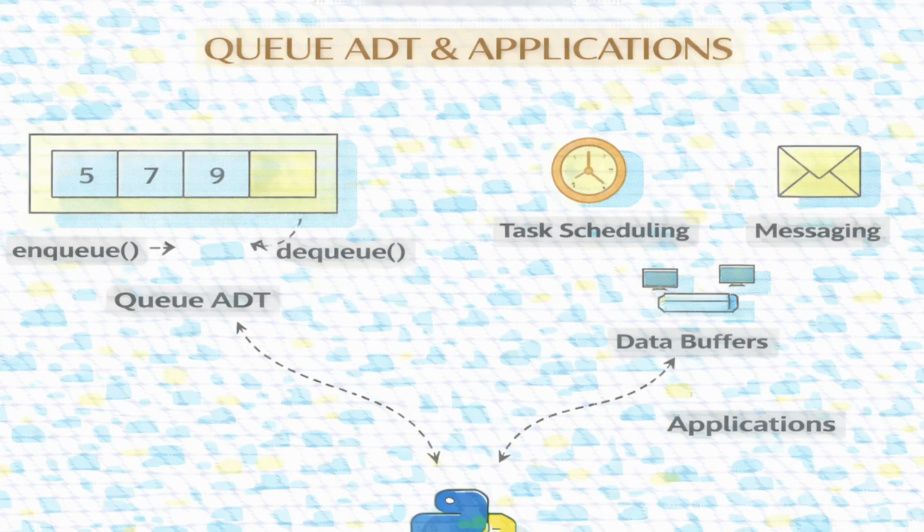We've all been there, right? Staring at a line. It could be the grocery store, maybe the coffee shop, or even just a website that's taking forever to load. And that fundamental rule always seems to be universal. First come, first served. First in, first out.